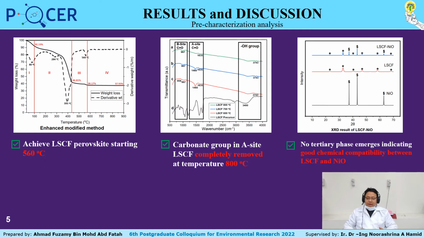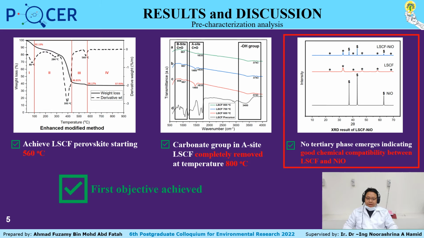Next, we move on to the result discussion. First is the pre-characterization. In pre-characterization, I would like to summarize my finding that LSCF-NiO was successfully synthesized via the enhanced modified sol-gel method at 800 degrees Celsius. Thermal analysis suggests that the LSCF perovskite starts to form above 570 degrees Celsius, and bonding analysis further confirms that traces of carbonate bond almost disappear at 800 degrees Celsius. For LSCF-NiO calcined at 800 degrees Celsius, phase analysis confirmed the LSCF-NiO formation as no tertiary phase occurred in the sample.